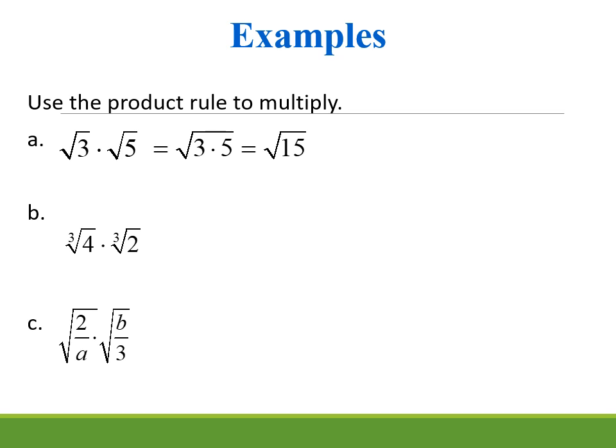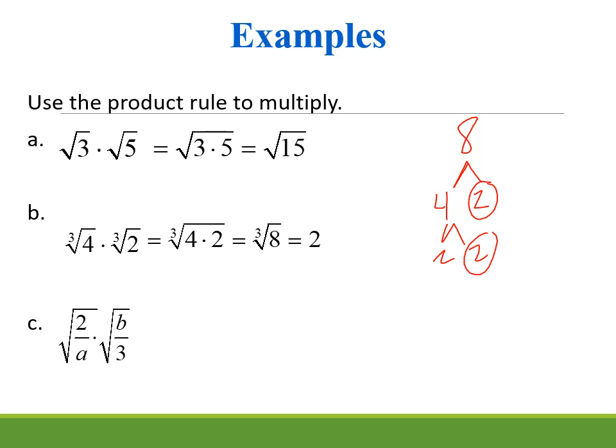If you look at b, again I have perfectly matching roots. I have the cube root of 4 and the cube root of 2. My roots are the same. Going to multiply the insides, and I get 4 times 2 is 8, and the cube root of 8 equals 2. If we forget why the cube root of 8 is 2, remember our tree. 8 breaks down to be 4 times 2. There's 1 prime. 4 breaks down to be 2 times 2. There's 2 more primes. So it's the cube root, so I'm looking for a group of 3. And my group of 3 is made up of 2, so the cube root of 8 is 2.